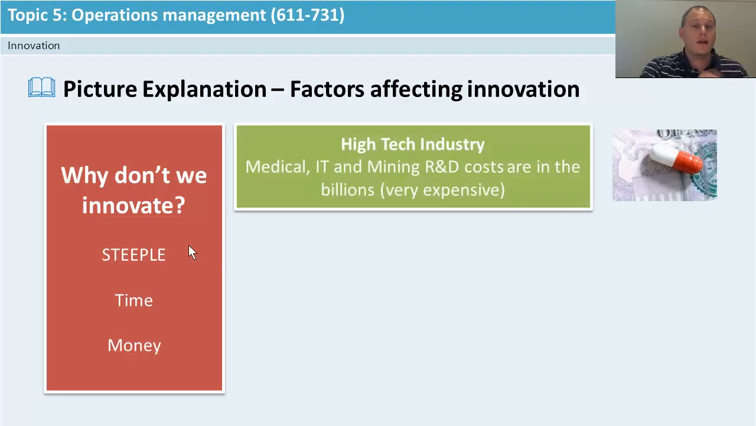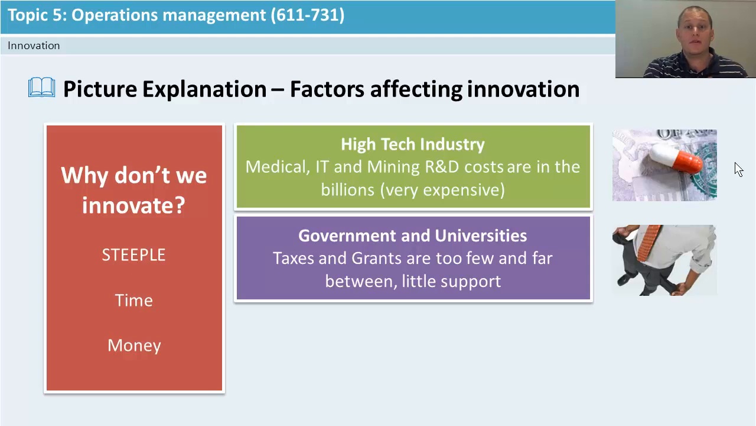In high-tech industries, particularly medical, IT and mining, the costs are huge. They might spend billions of dollars trying to get out variations of ibuprofen or variations of some of the cancer drugs. Because of these high costs, they simply don't go out making some of the drugs, and they persist with brands and products that have worked in the past, but they may not innovate to make new ones. This affects innovation because of the cost.